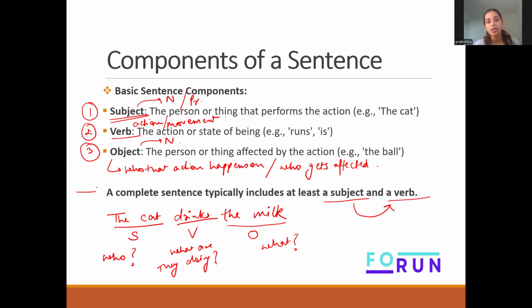A complete sentence typically includes at least a subject and a verb. Sometimes it is possible that there's no object. If I say, the cat drinks, this is not wrong. It has the subject, it has the verb. Even though it does not have an object, it makes sense. We don't know what she drinks, but she drinks something. So, the cat drinks.